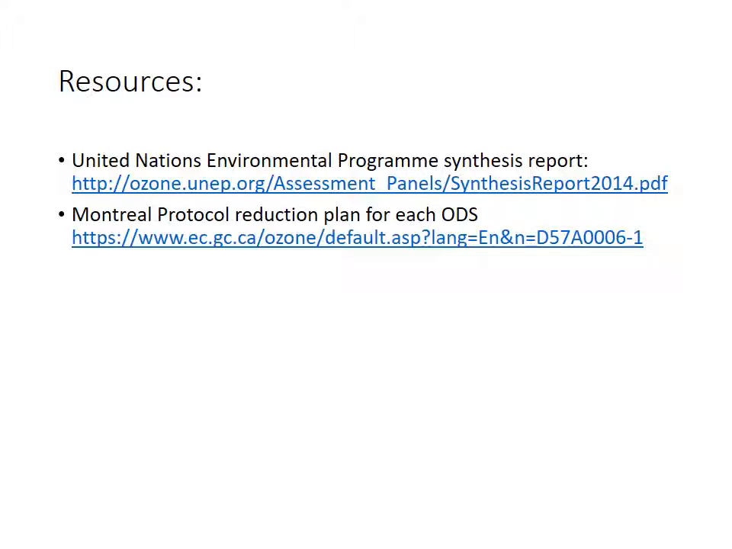Again, just for your reference, here are the two resources that I mentioned that I think would be helpful to look at this week. This is a much longer article here. It has a lot of good information. You may want to scroll through that and look for segments that are relevant to your delegate's position. And then this is another good website here listing the Montreal Protocol reduction plan for each of the ODSs.